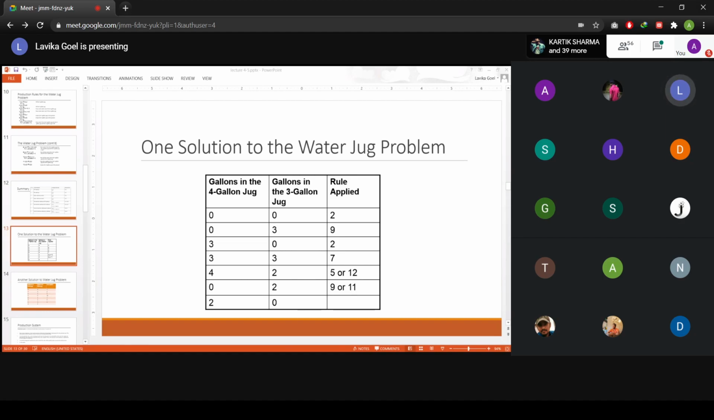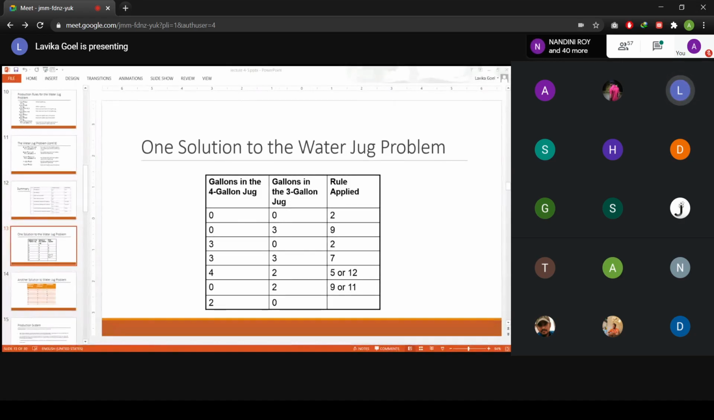So now you empty all the water from the 3-gallon jug. So you get 1, 0. Okay. So now you transfer that 1 to the 3-gallon jug. So you get 0, 1. And then you have 1 liter of water in the 3-gallon jug, and you don't have any water in the 4-gallon jug. So you fill completely the 4-gallon jug. So your next state becomes 4, 1.